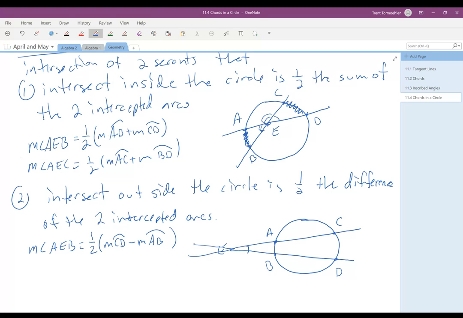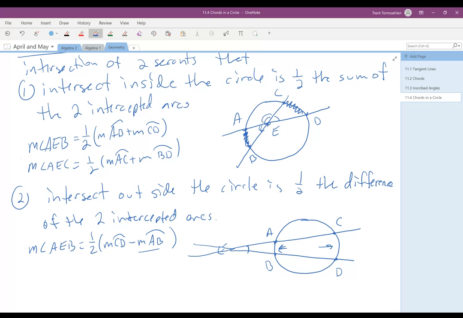And you just subtract those two measures. Note that AB is clearly smaller than CD. That will always be the case. That's the one that's subtracted. You should always end up with a positive answer, so it shouldn't really become an issue, but that's what your answer is going to be.